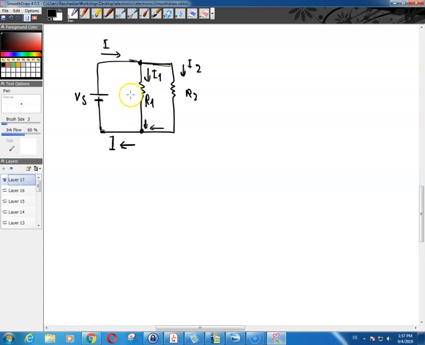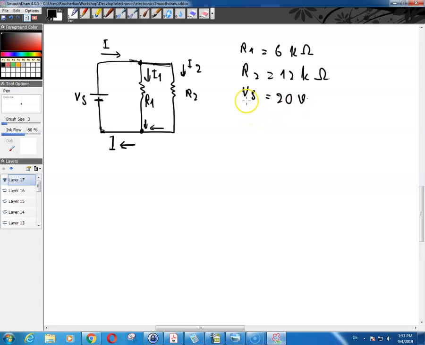Now suppose that, for example, your R1 is 6 kilo ohm, and your R2 is 12 kilo ohm, and your V of S is equal to 20 volts.